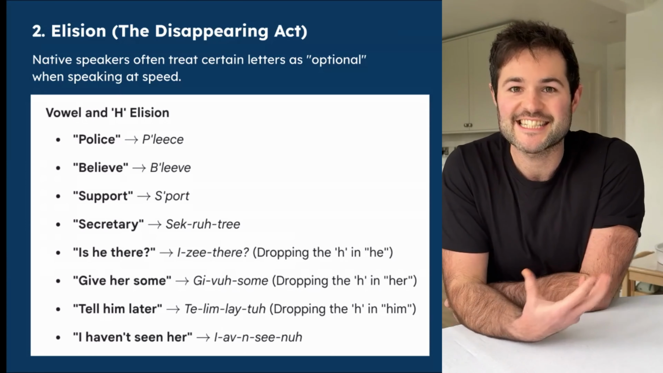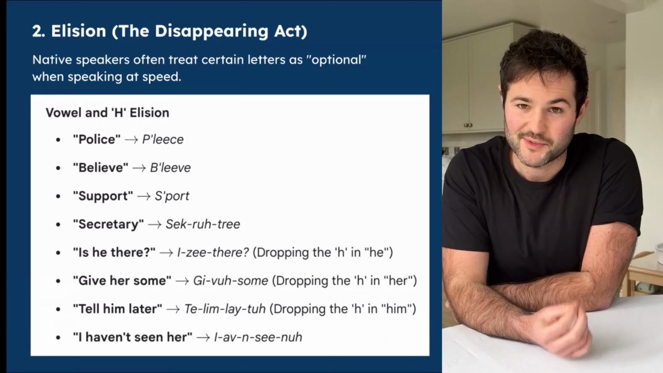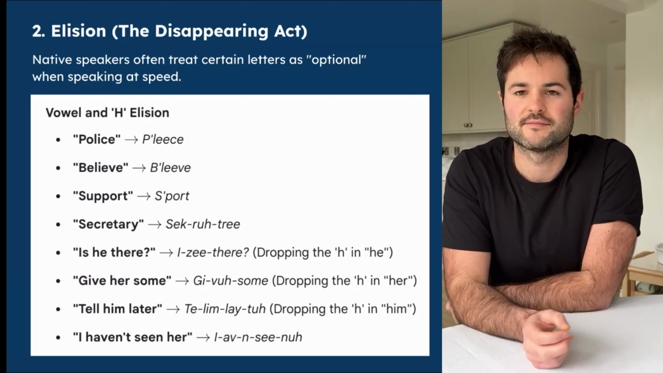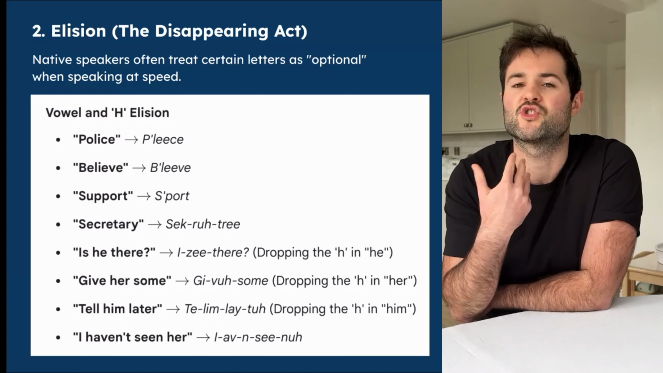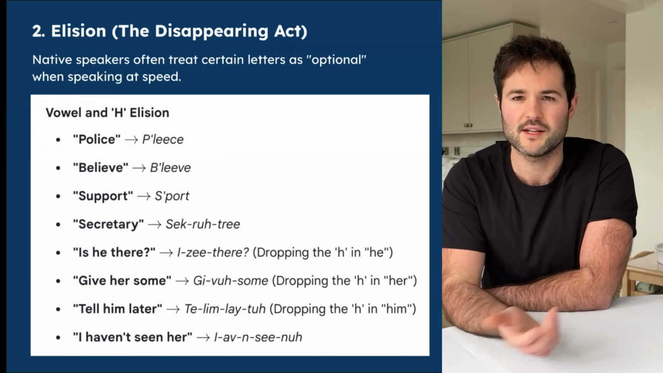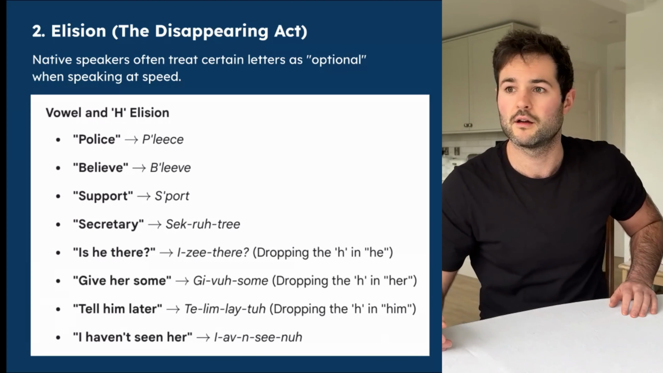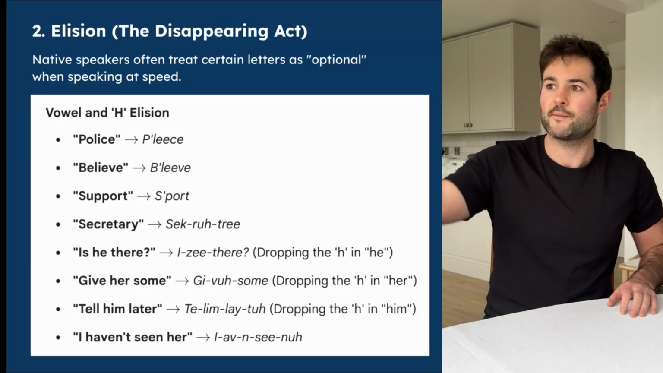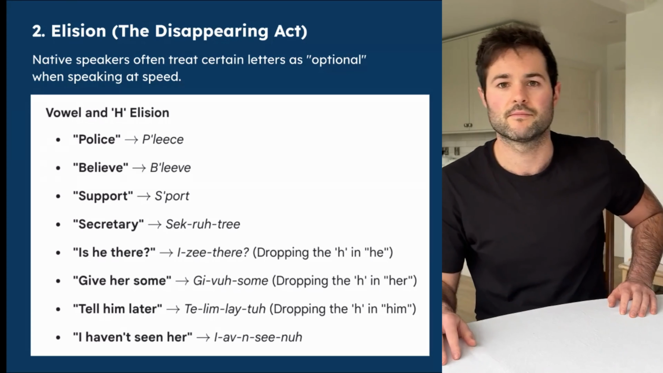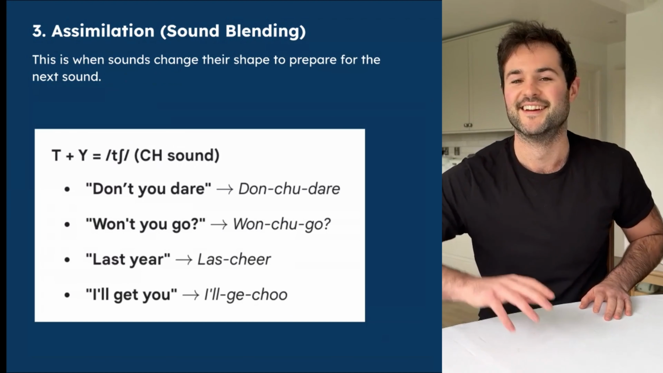I haven't seen her. So again, we need to drop these H's and add these schwas in at the same time. So it becomes, I haven't seen her. Have you seen her? No, I haven't seen her. Do you know where my sister is? I haven't seen her. Do you know where my dog is? I haven't seen her. Let's keep going.